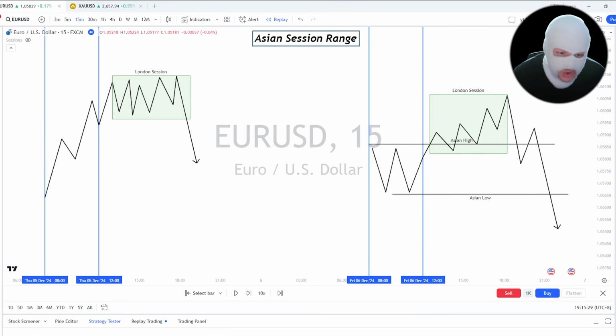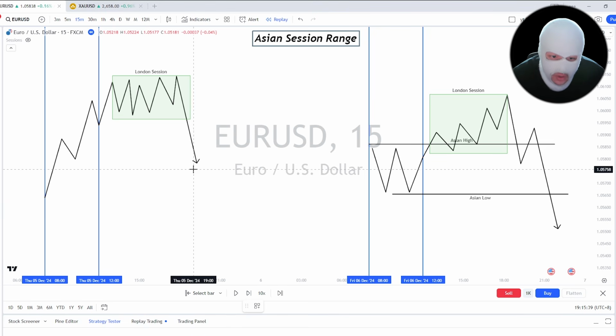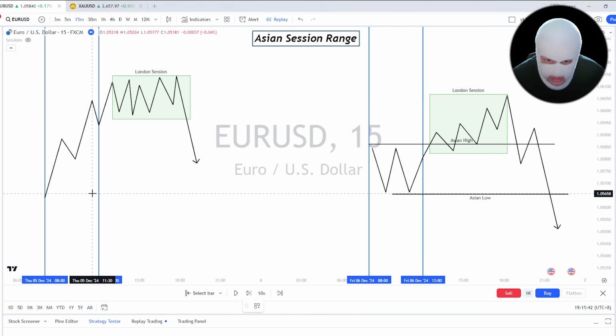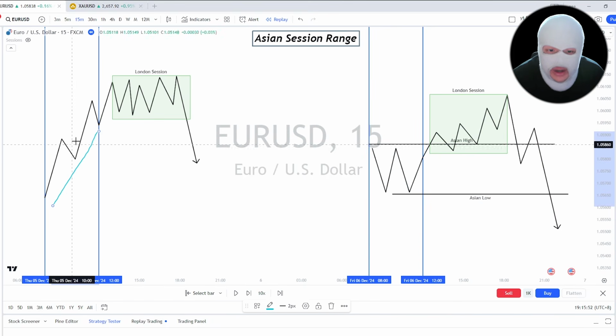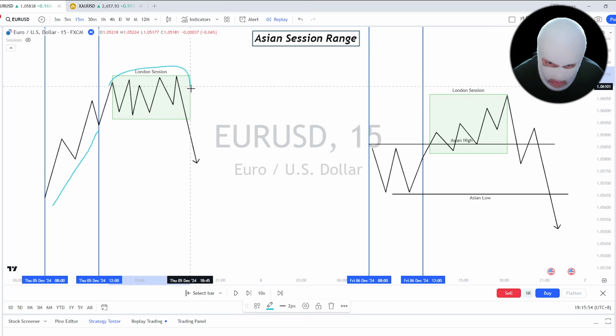Number 1, you want to identify the Asian session range, which is from the 8 p.m. to the 12 midnight Eastern time. The Asian session range is important because it sets the tone for intraday price action. Depending on what price action does during the Asian session, it can influence the London and the New York session as well. For example, if Asian starts to expand, then you can expect the London session to consolidate.